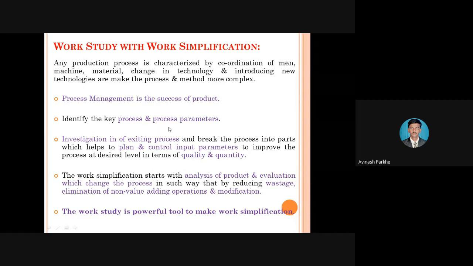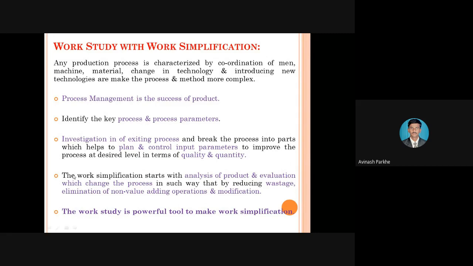Identify the key process and the process parameters. So in work simplification, what we have to do is identify the key processes or the process parameters. Whatever processes are important, through which we can go for modification, only on those particular processes we have to focus. Whatever unnecessary processes are there, we can eliminate them.